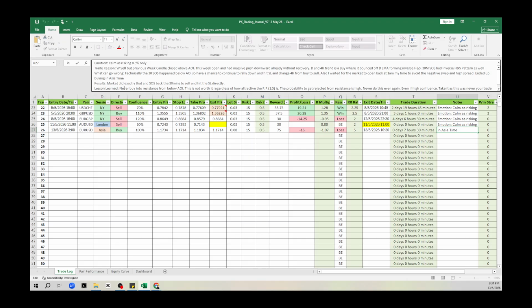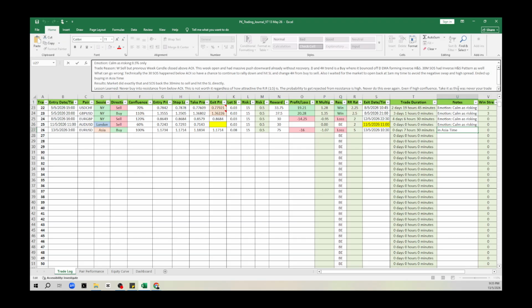Lesson learned: never buy into resistance from below the area of interest. This is not worth it, regardless of how attractive the risk to reward. Even though in this case it was 1.5, regardless of how attractive the risk to reward is, it's simply not worth it, right? The probability to get rejected from resistance is high. Never do this again, even if it has high confluences. Like as per my strategy, it had 100% confluence rate, which was indicating me to enter the trade. So I just closed my eyes and went for the trade without realizing where the position of the market is.